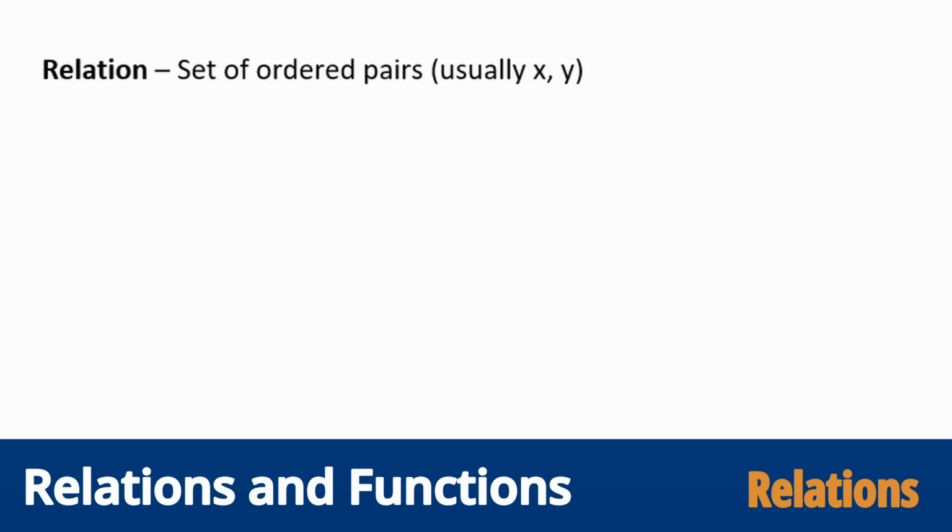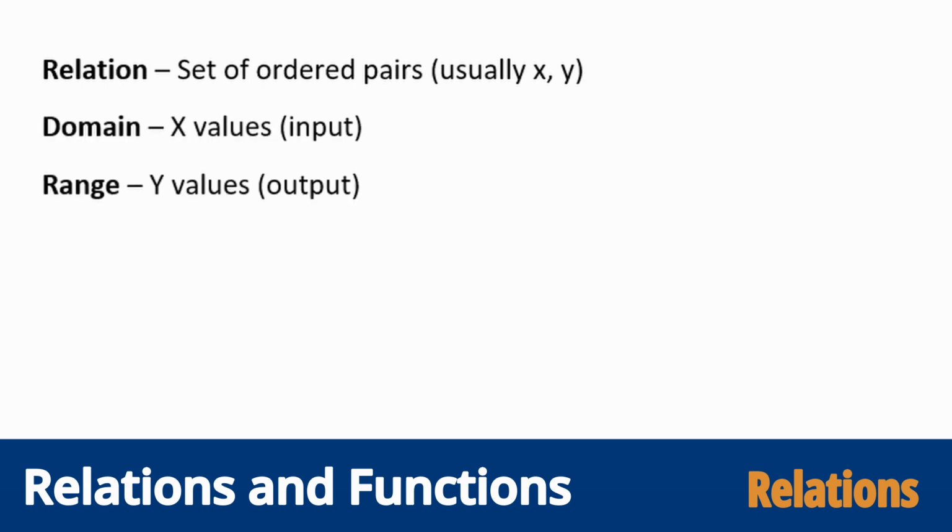Hey guys, and welcome back. Today we're going to be going over relations and functions. A relation is a set of ordered pairs, and it's usually x and y, and in this lesson we're just going to be using the x and y. Two more words you're going to need to know are domain, which is the x values, and that's the input, and then the range is the y values, and that's the output. So a relation has an x, a domain, and a y, a range.